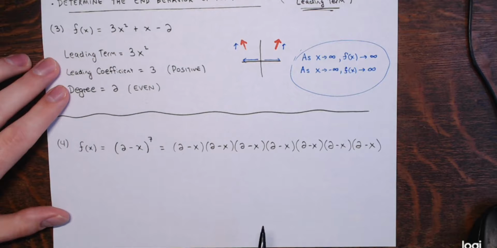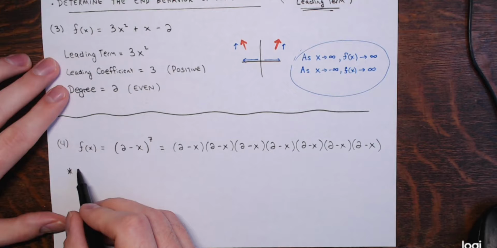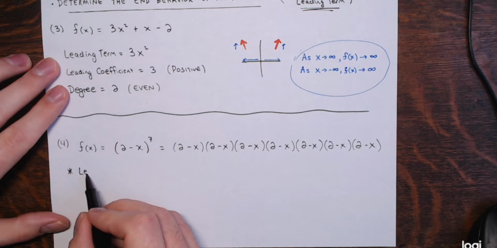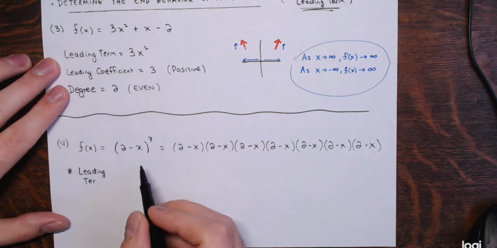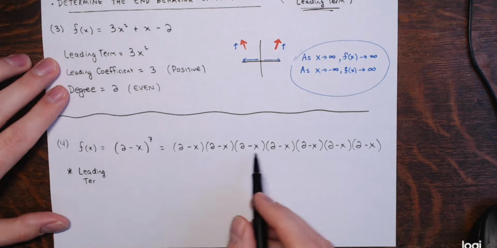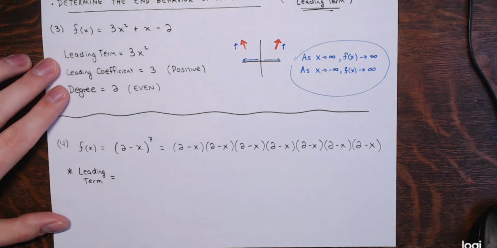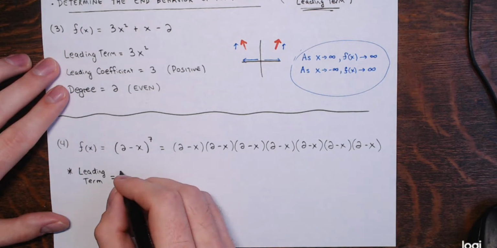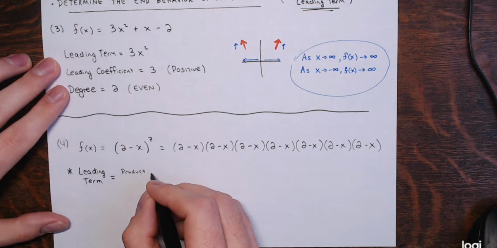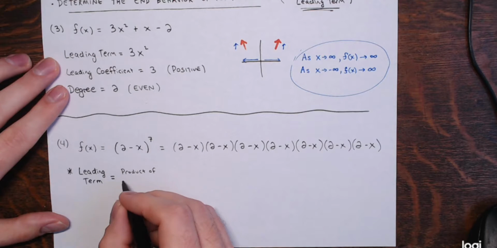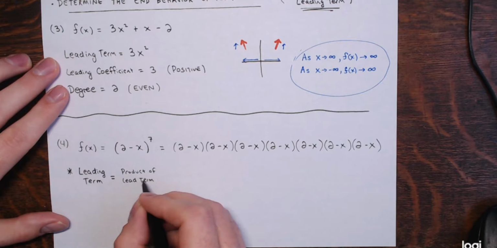All right. So here's a little shortcut for you. The leading term of a polynomial function, if it's written out in factored form like this, right? This is a totally factored form. The leading term of this polynomial function is just the product of the leading term of each factor. The product of the lead term of each factor.